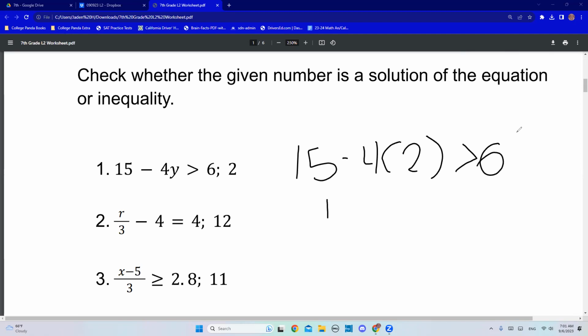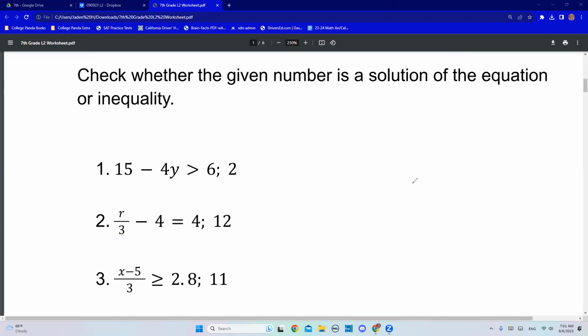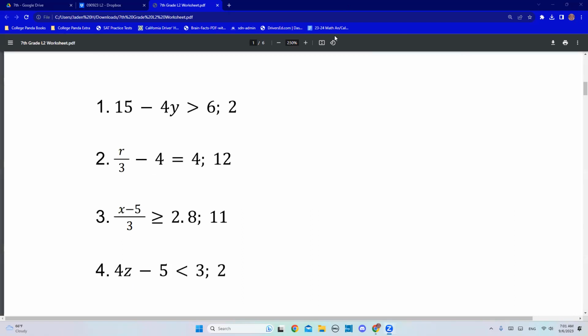So let's simplify that. 15 minus, and 4 times 2 is 8. And then 15 minus 8 is 7. So is 7 greater than 6? Yes, it is. So this inequality is correct. Okay, let's try out number 3.